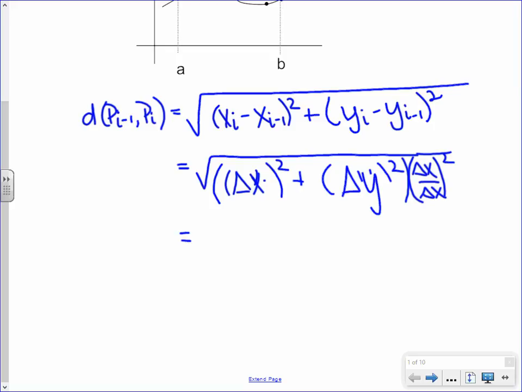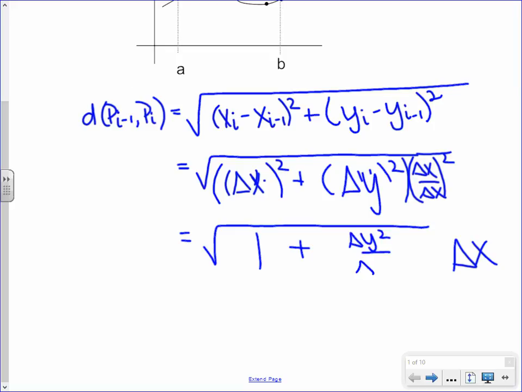Now, I'm going to take this numerator and take the square root of delta x squared. What is that? Delta x. And then I'm going to keep delta x squared from the denominator inside. So when I take delta x squared times this, we get 1 plus delta y squared over delta x squared. See where this is going?